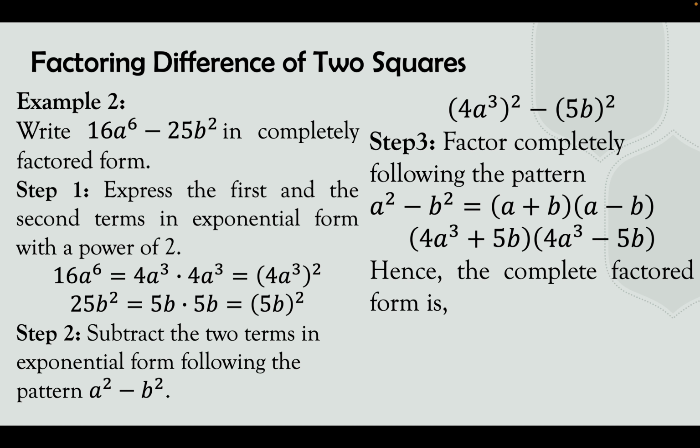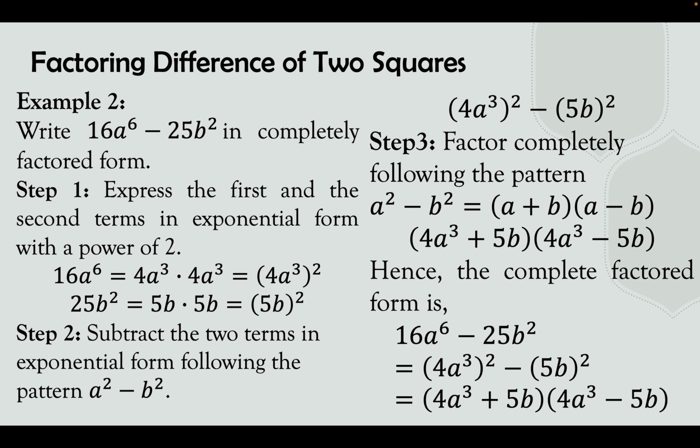Thus, the complete factored form for this one is 16a raised to 6 minus 25b raised to 2 equals 4a raised to 3 raised to 2 minus 5b squared equals 4a cubed plus 5b times 4a cubed minus 5b.